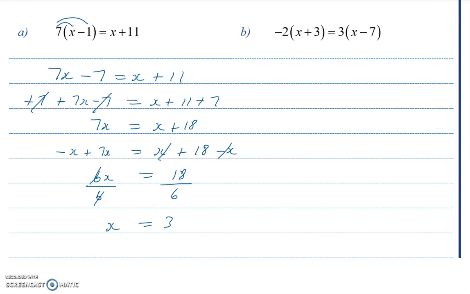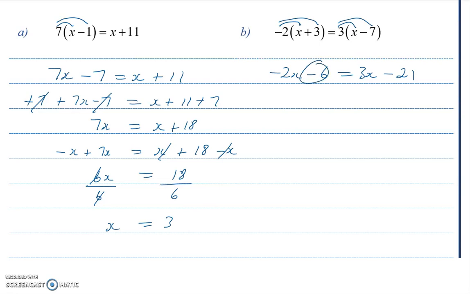In question B, we have the left-hand side and the right-hand side containing brackets. In that case, we'll use the distributive law and expand both sides first. Negative 2 times x is negative 2x. Negative 2 times 3 is negative 6. 3 times x is 3x. 3 times negative 7 is negative 21.